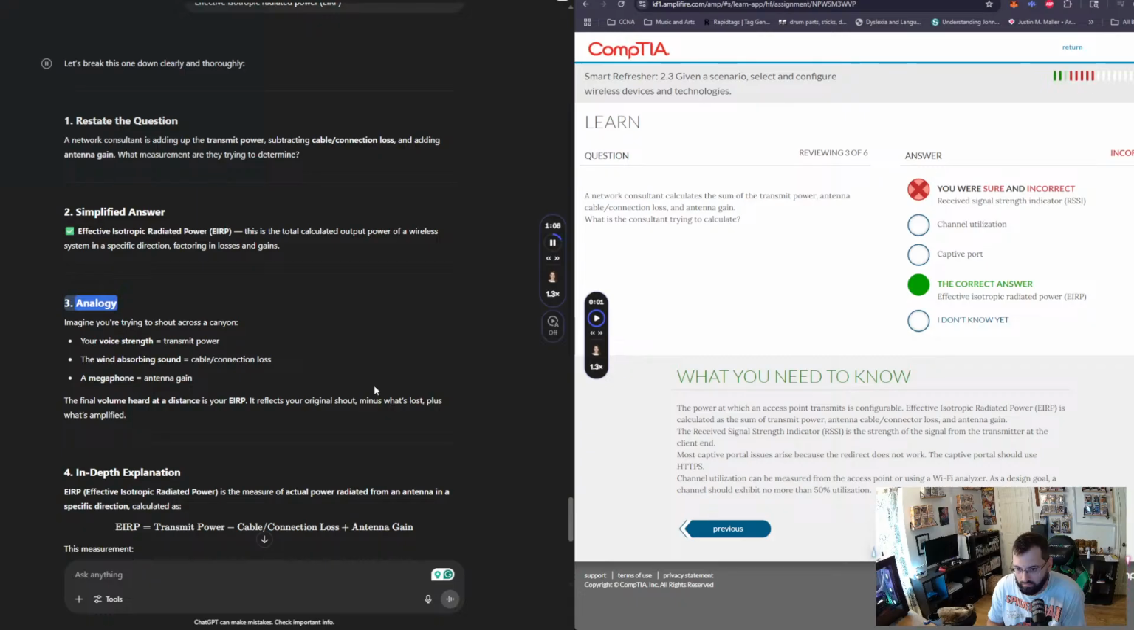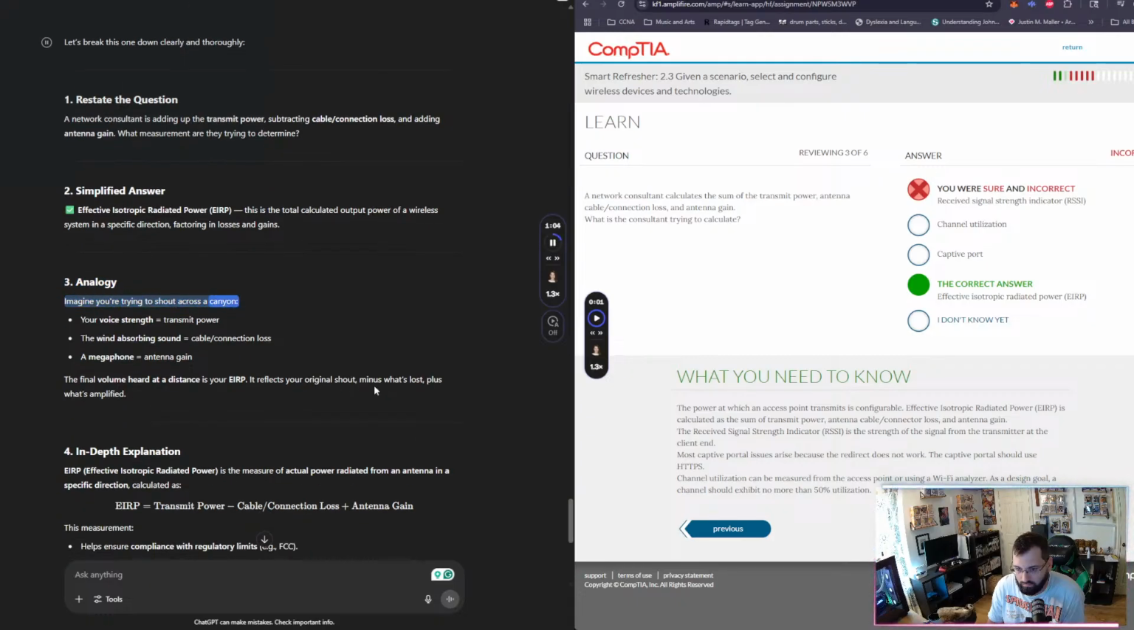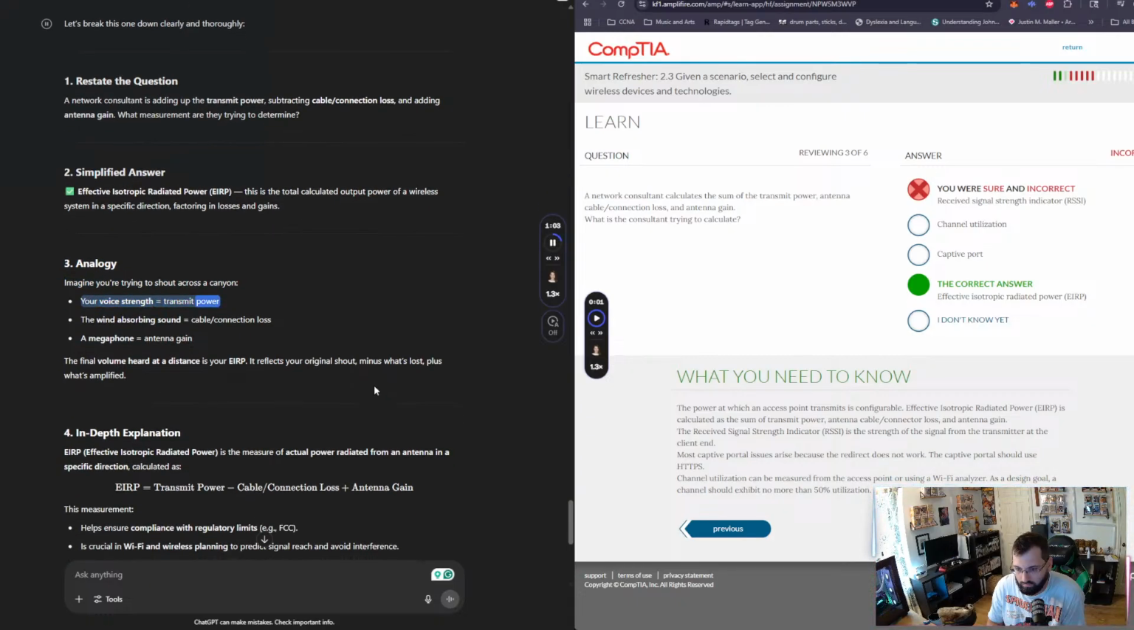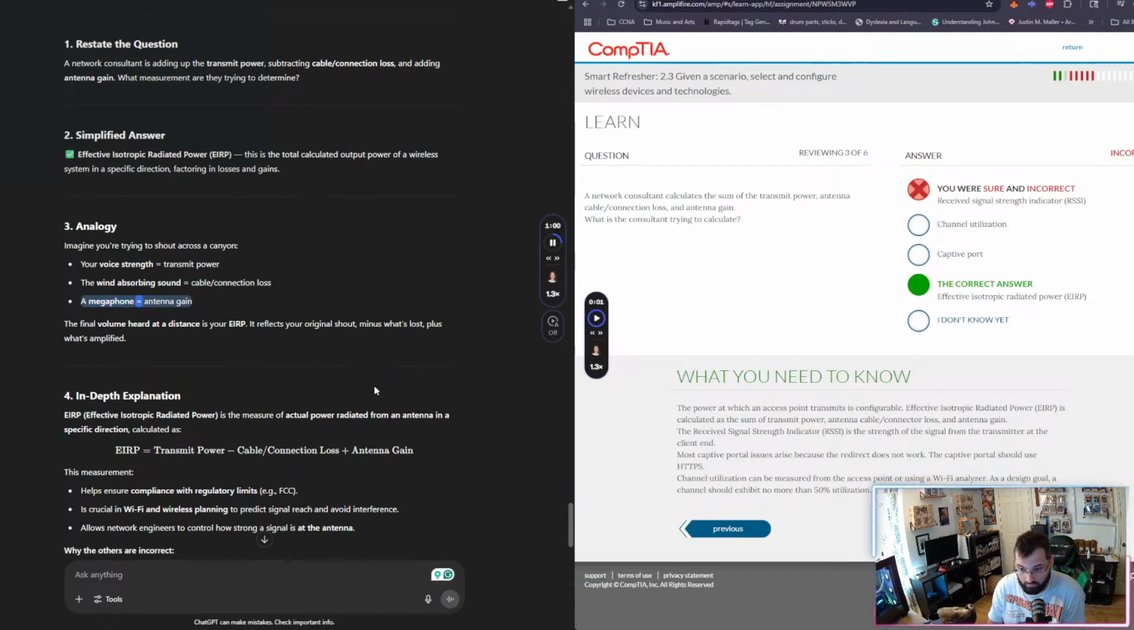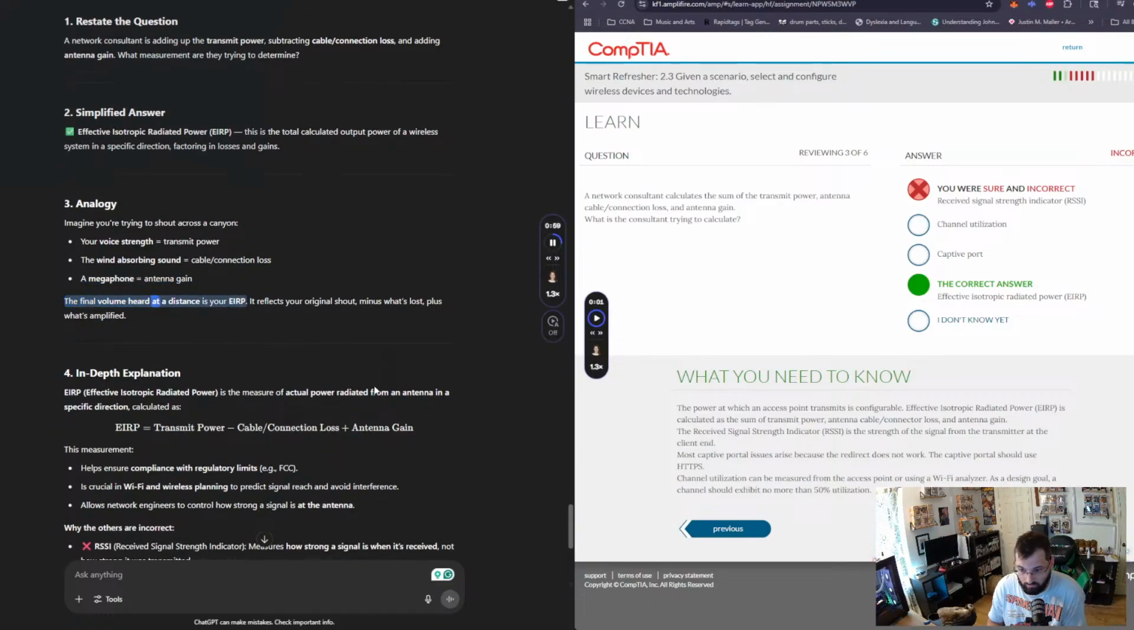3. Analogy. Imagine you're trying to shout across a canyon. Your voice strength equals transmit power. The wind absorbing sound equals cable connection loss. A megaphone equals antenna gain. The final volume heard at a distance is your EIRP. It reflects your original shout, minus what's lost, plus what's amplified.